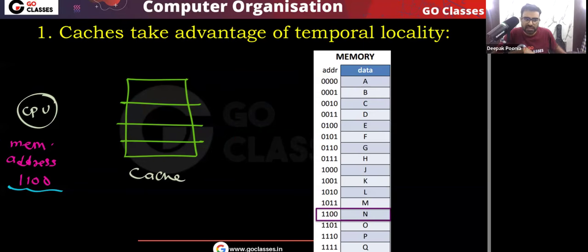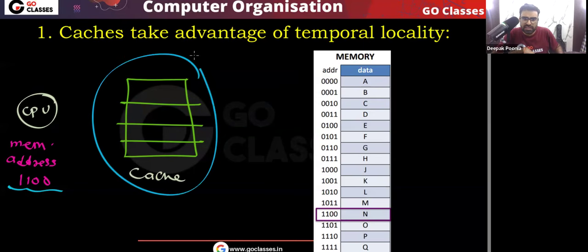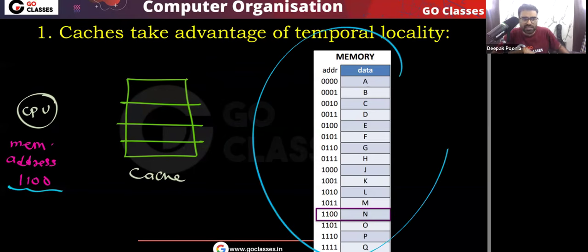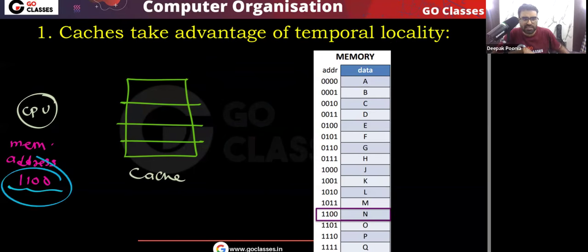When there is a miss, then this cache memory will send the request to the main memory. So now you can see we will access the main memory, and from the main memory we will access this address. Okay, and now how will this cache memory take the advantage of temporal locality?